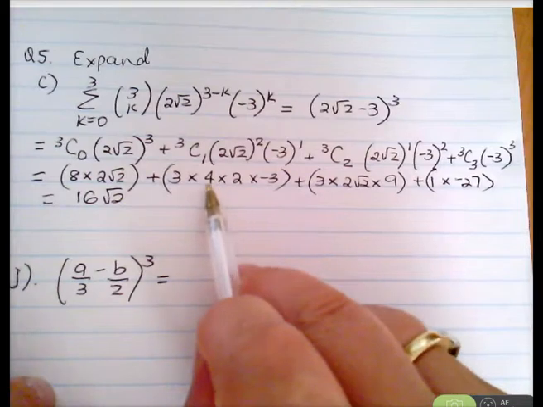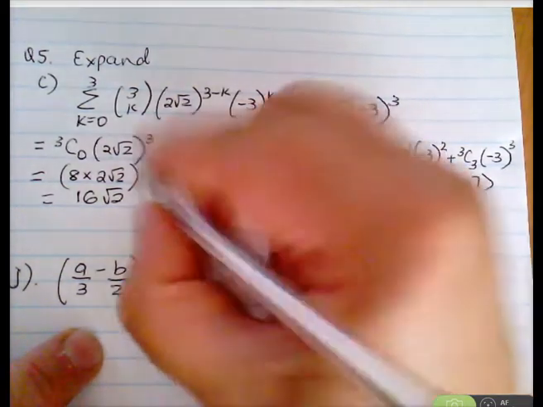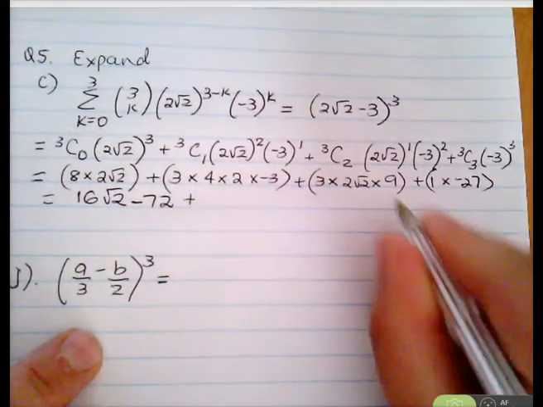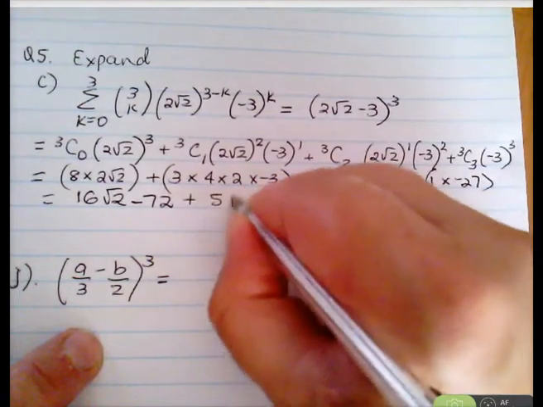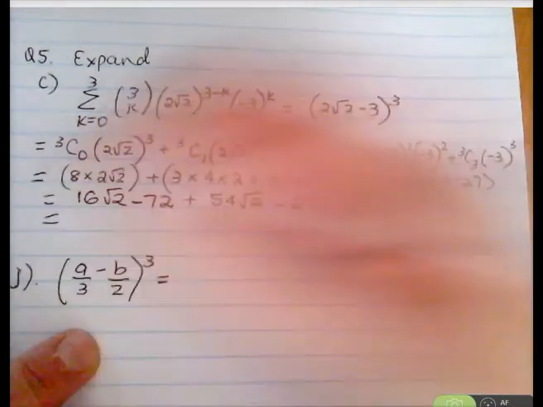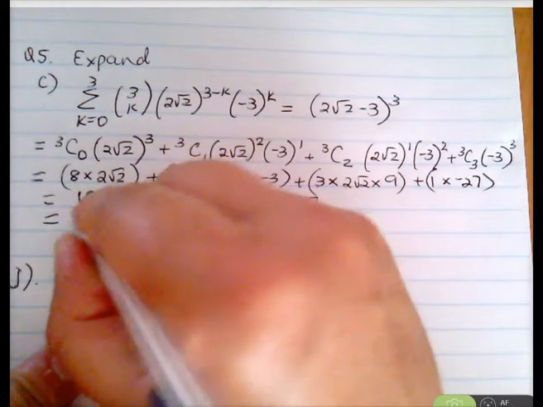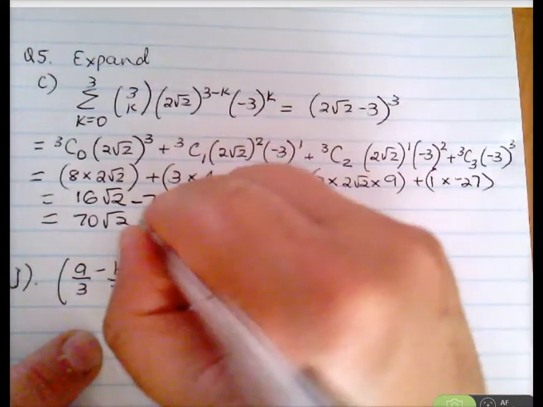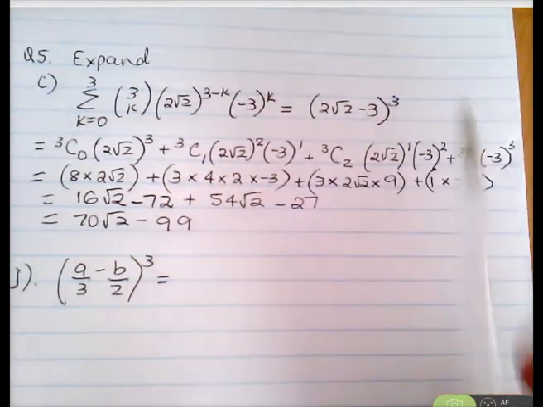As I said, 16 root 2. Now 3 times 4 is 12. 12 times negative 6 is minus 72. Then we've got plus 3 times 2 is 6. 6 times 9 is 54 root 2. And then we've got minus 27. So combining like terms, we've got 16 root 2 plus 54 root 2, which is 70 root 2. And minus 72 minus 27 is minus 99. So that's the expansion of 2 root 2 minus 3 all cubed.